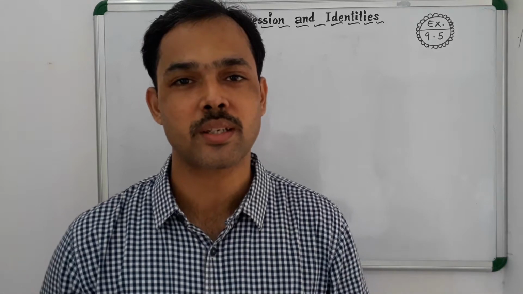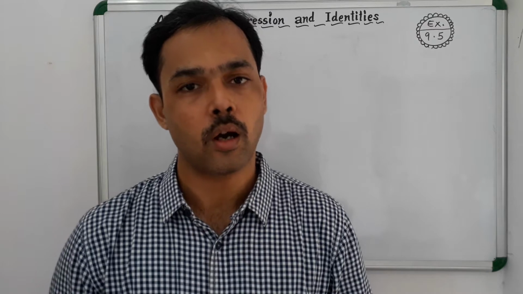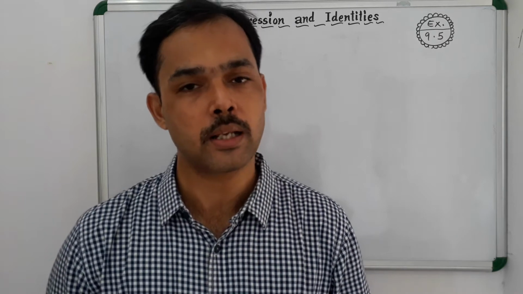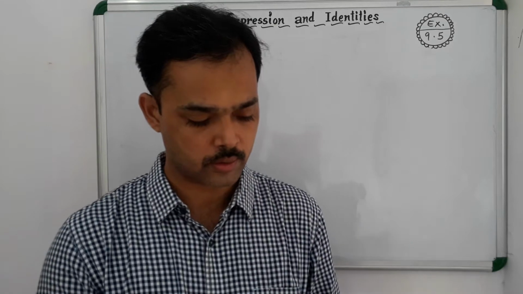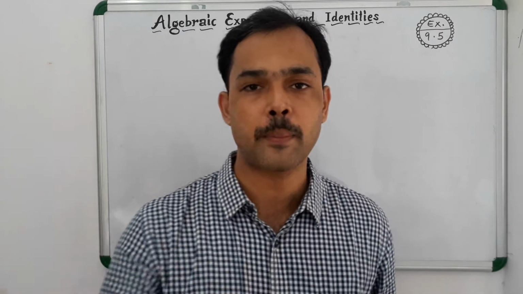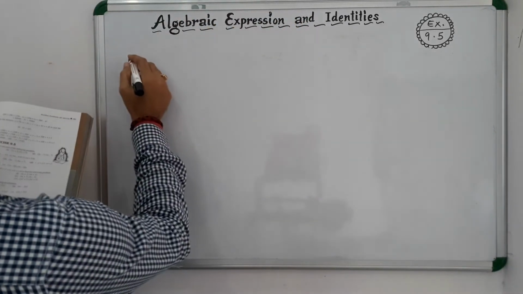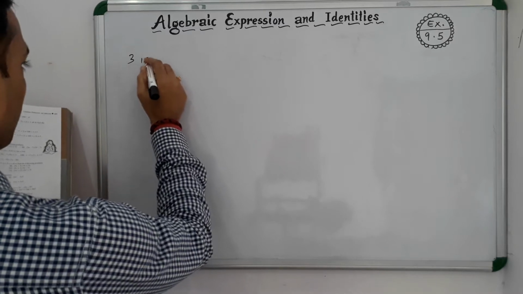Jai Hind, dear students. Today we will do question number 3, 4 and 5 of exercise 9.5 of chapter Algebraic Expression and Identities. In question number 3, what is mentioned in the question is: find the following squares by using the identities, and about identities we people have already discussed. Now, in question number 3, let us do the third part.